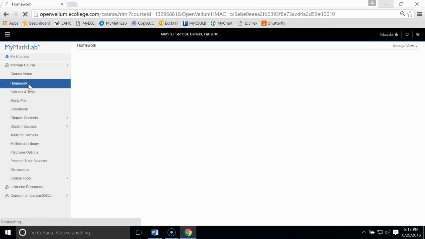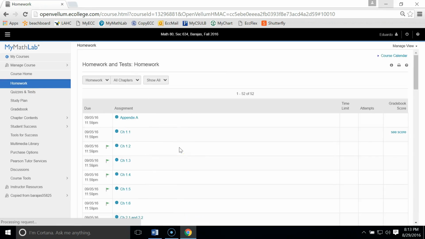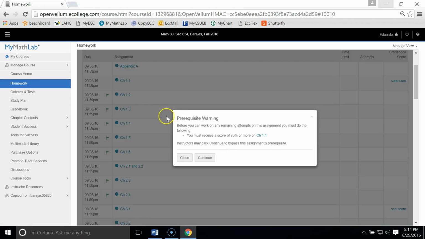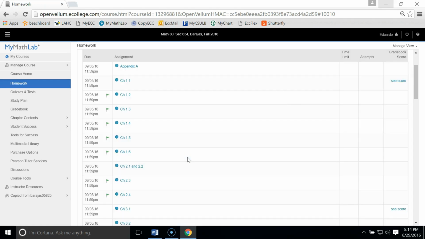So let's get back to this page. Do you see these little flags here? Those little flags are like stop symbols, stop signs. It means that you cannot open that assignment. So if I try to open 1.2 right now, it'll stop me and say, prerequisite warning, you have not done the previous assignment with a 70% or higher. Okay, so you have to do each assignment inside each chapter with a 70% or higher, sequentially.